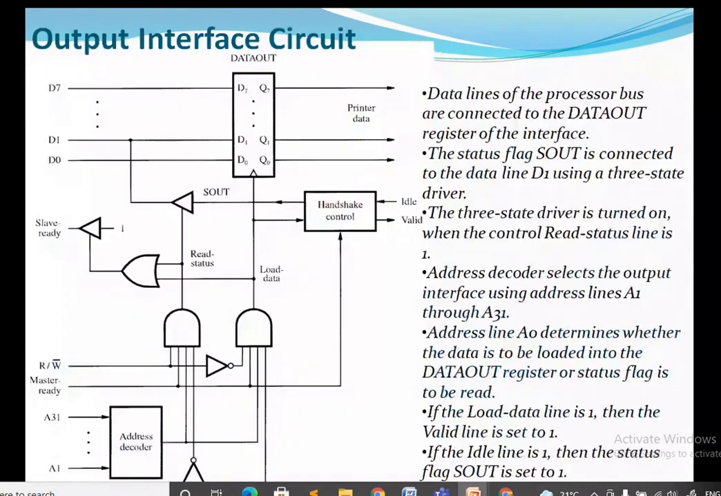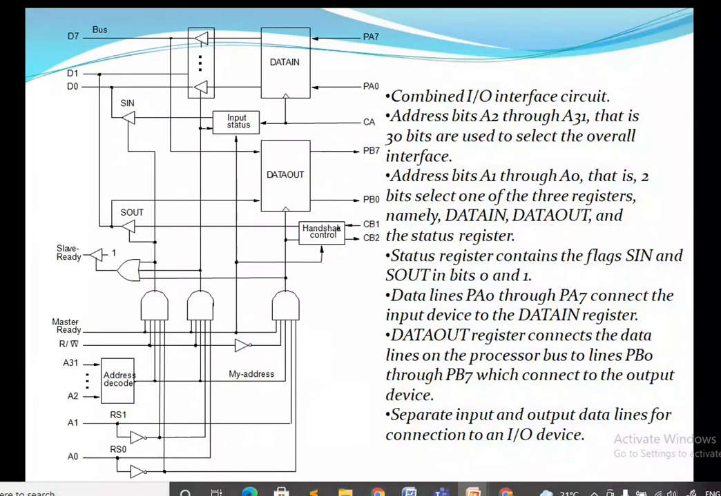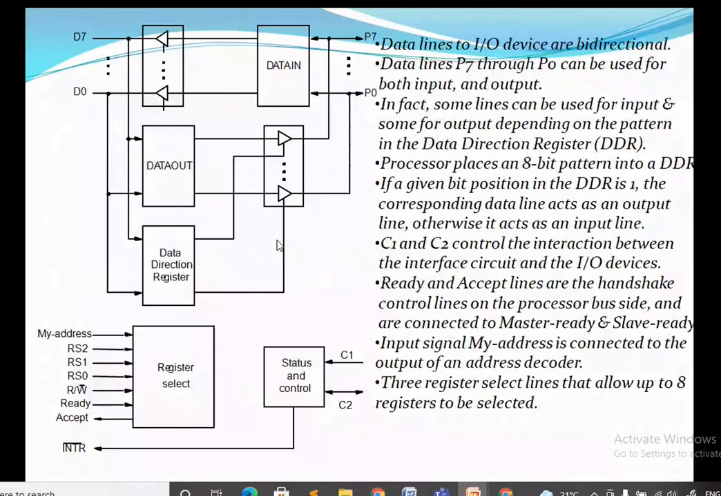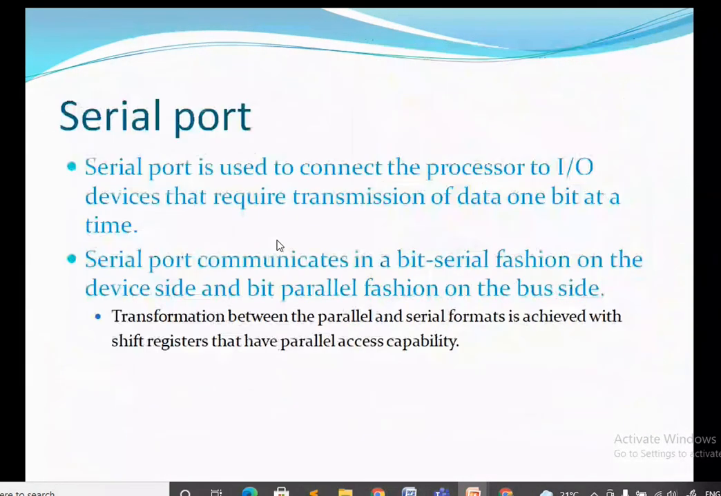And the corresponding interface circuit for output operation. This one you don't need to read; just skip it, that is a combined one. So next we'll move on to the serial port.